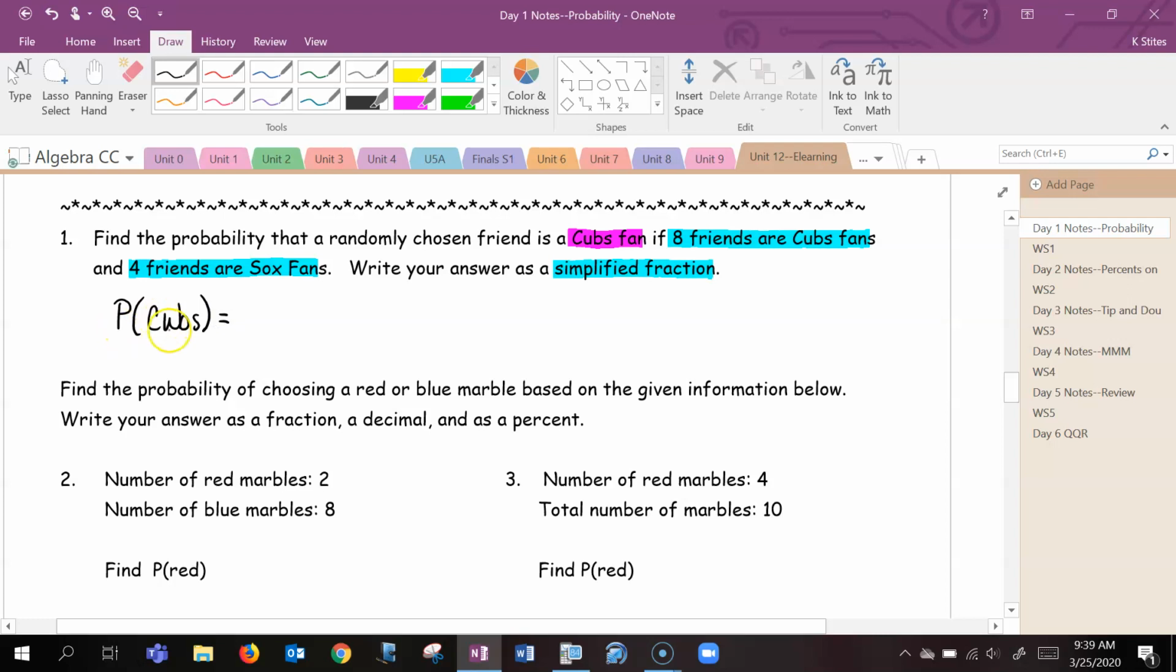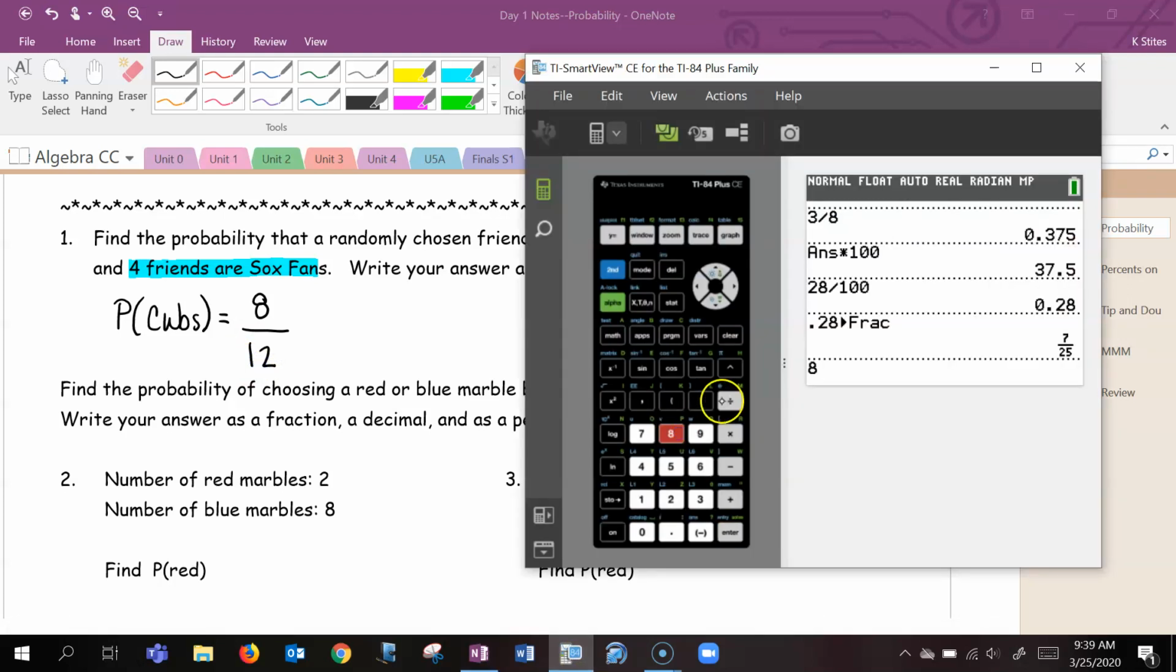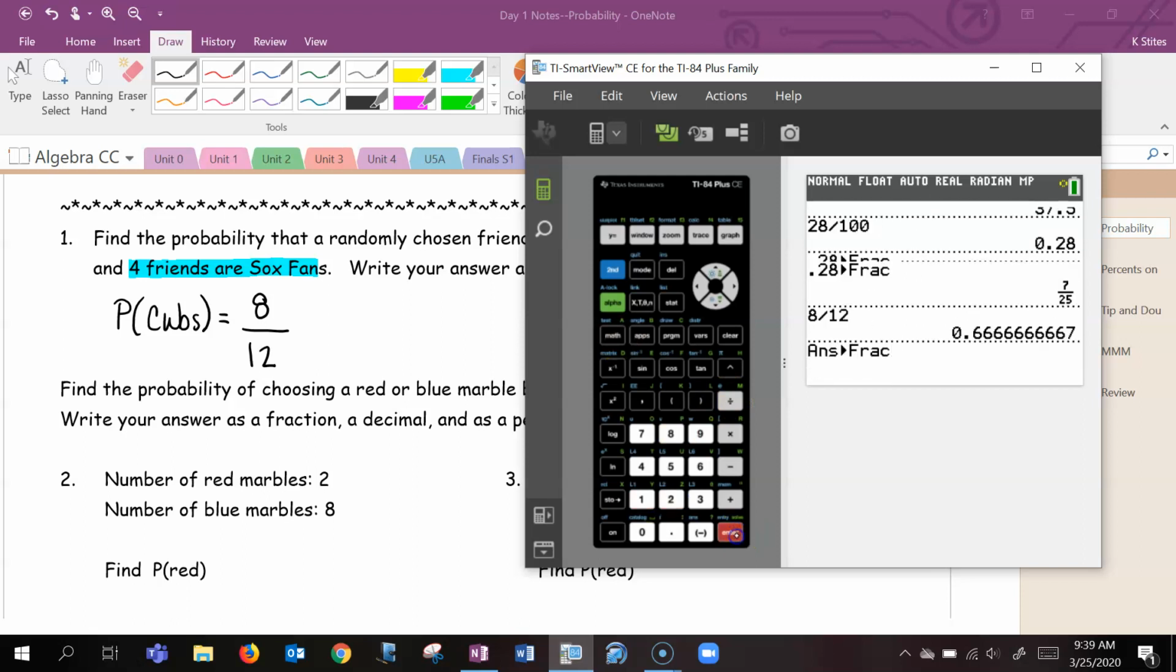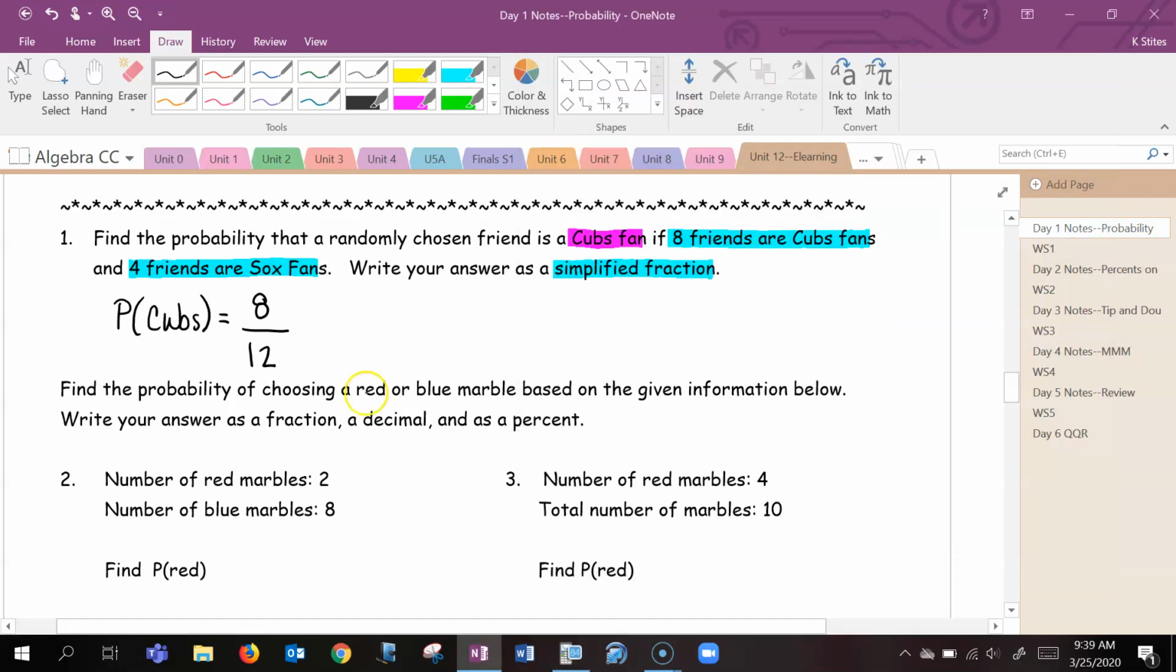So I'm finding the probability of a Cubs fan. My desired outcome is how many Cubs fans there are, which is 8. That goes on top. And on the bottom, I'll put the total number. So the total number are the total number of friends that I have. There are 8 Cubs and 4 Sox fans, so that's 12 altogether. And then simplified fraction, I'll just type this into my calculator and I will math frac it. All right, so my answer is 2/3. And that's it.